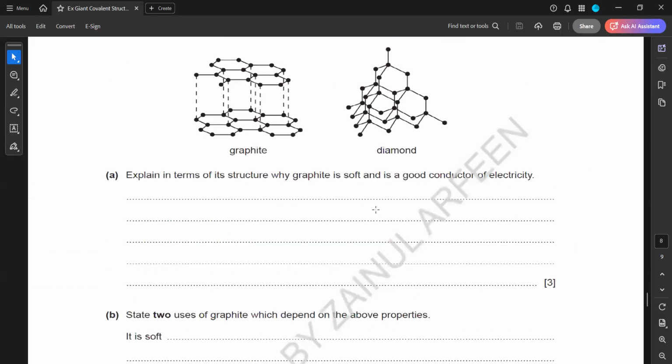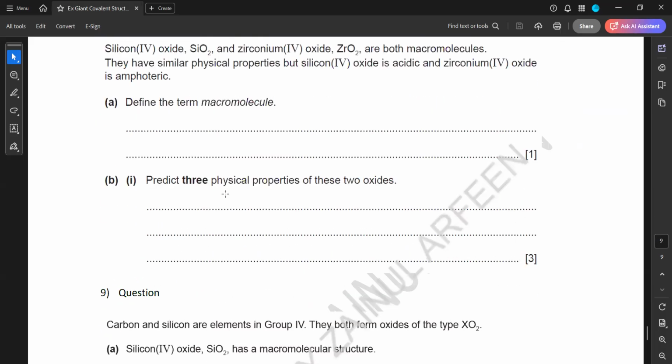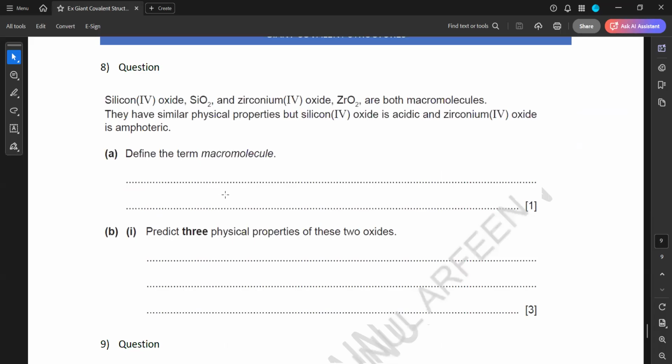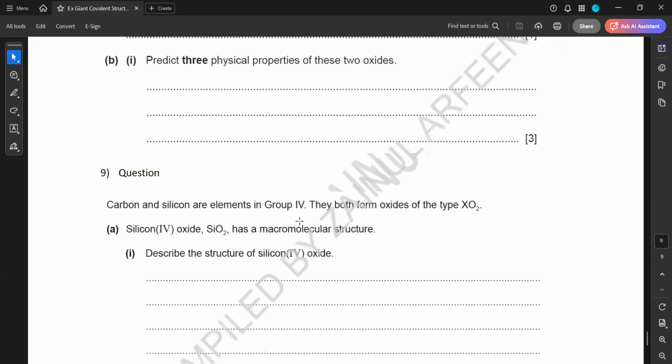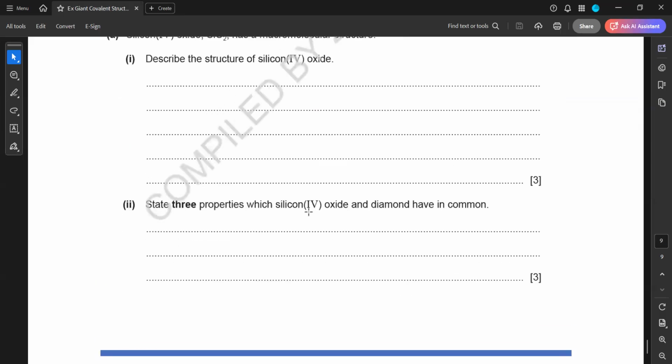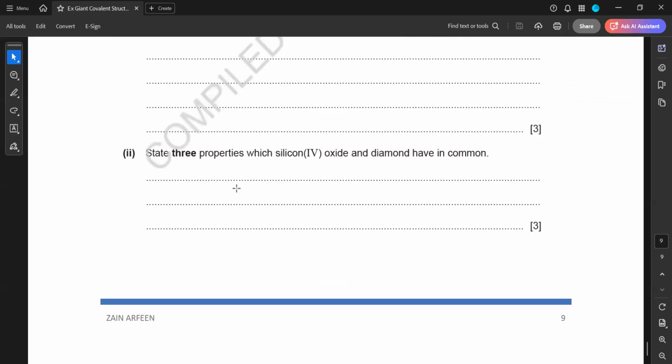Question 7, any doubt? Any doubt in question 7? Question 8, any doubt? No doubt. Question 9. Any doubt in question 9? No doubt in question 9?